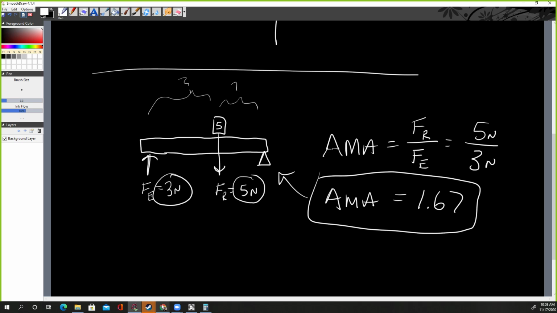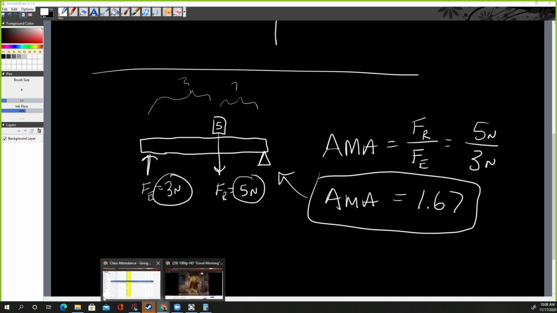Your assignment when you go on is just to do some sample problems is all.